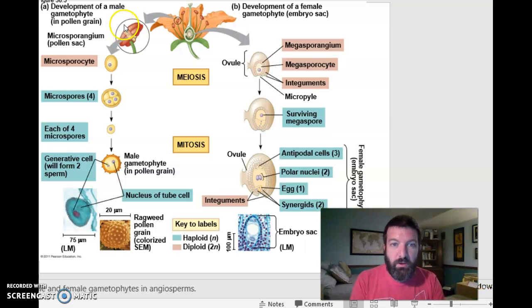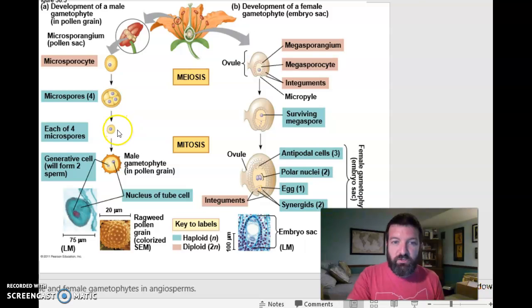So if we start with the male gametophyte, and we are in that anther, you see microsporangium, or pollen sacs, up here. This is where pollen is produced, and it's produced by a microsporocyte. Now this is a diploid cell. It's just part of this sporophyte. But it will undergo meiosis, and meiosis, as we know, includes two divisions, and it produces then 4 cells. These are each called microspores.